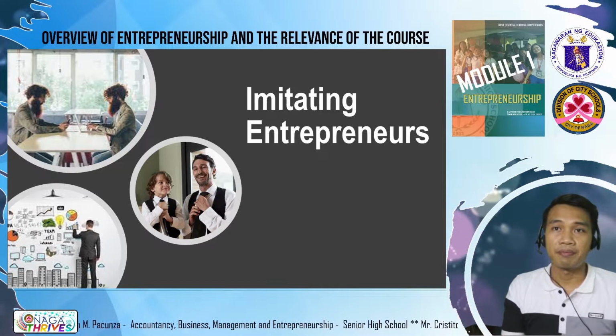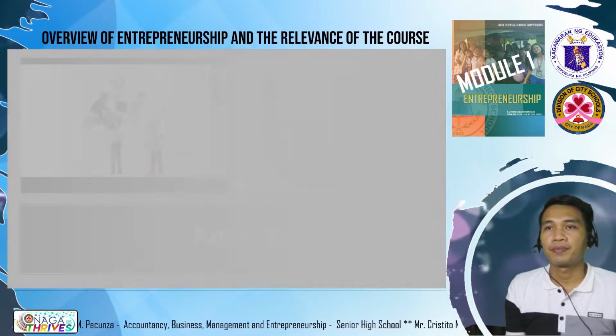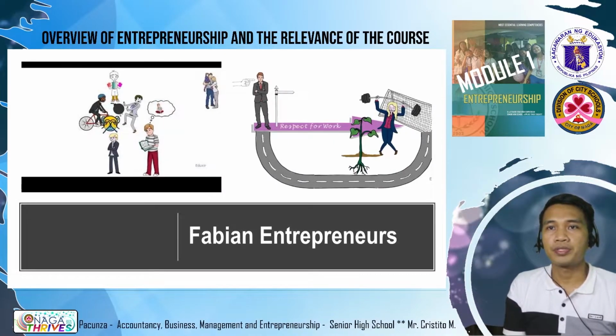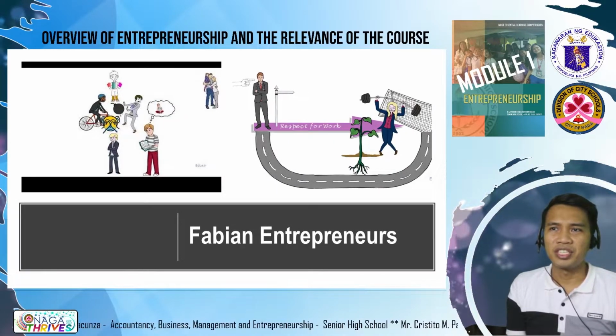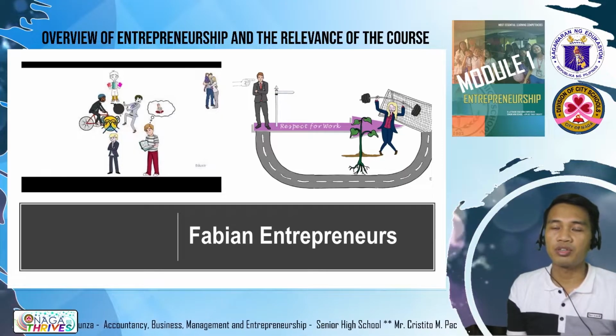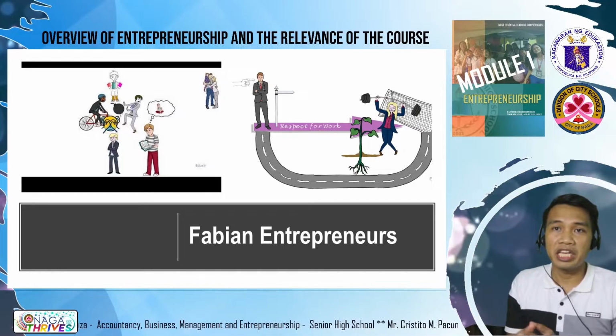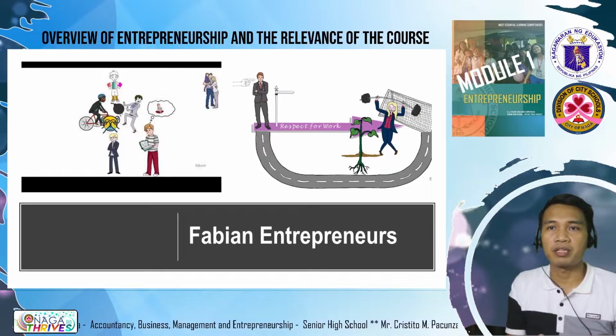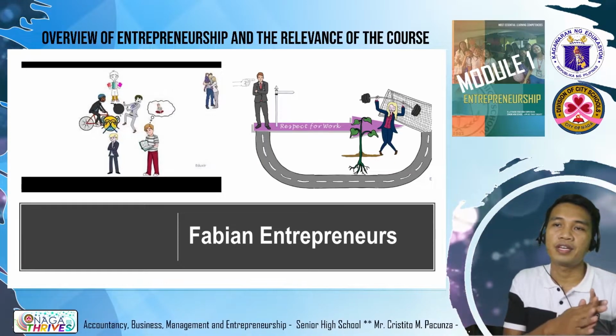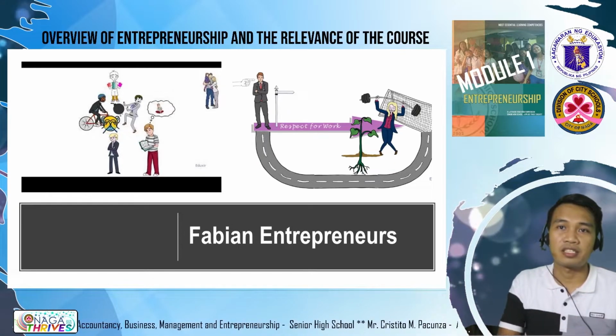Number three, the Fabian entrepreneurs. These types of entrepreneurs are skeptical about the change to be made in an organization. They do not initiate any inventions but follow up only after they are satisfied of its success rate.